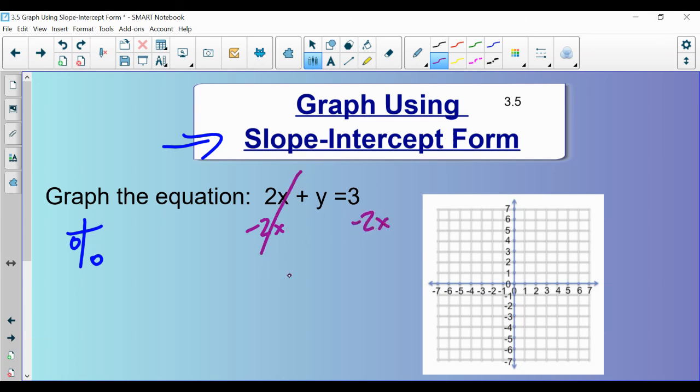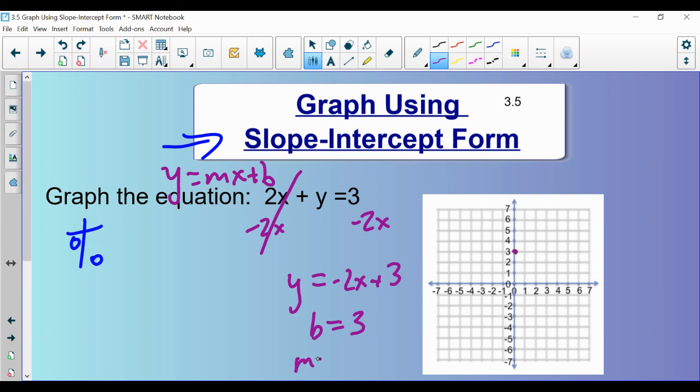Because those will cancel, y is equal to, I actually want to write, because we're looking for y equals mx plus b, I want the x term to go first, and the x term is here, and it's negative, so it'll be -2x. And this 3 is positive, so it'll be plus 3. Now I can identify my y-intercept. My y-intercept is 3.